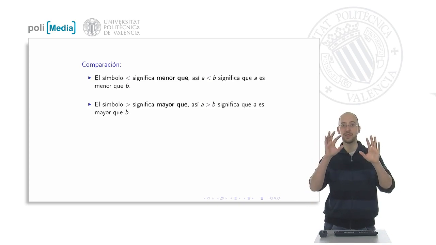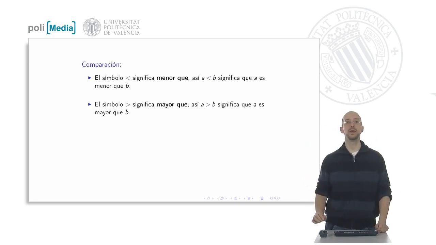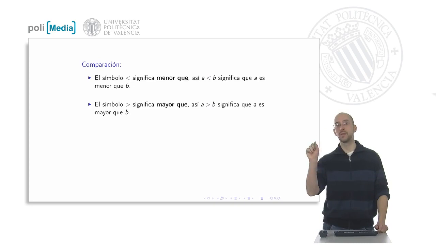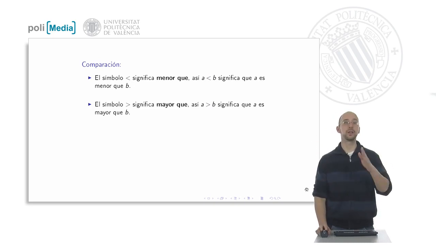Pay attention to the direction of the vertex. It indicates which value is smaller. In the first case, A is less than B. In the second case, A is greater than B. An example of this is that 2 is less than 3. And in the second example, 5 is greater than 4.